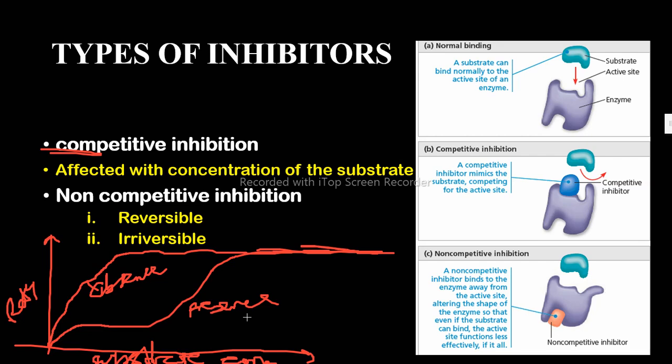For the case of competitive inhibitors, these ones don't affect the enzyme. They do not affect the 3D shape of the enzyme. What they do, they just bind to the active site, and when they bind to the active site, they prevent the substrate molecules from binding to that active site, hence reducing the rate of a chemical reaction.